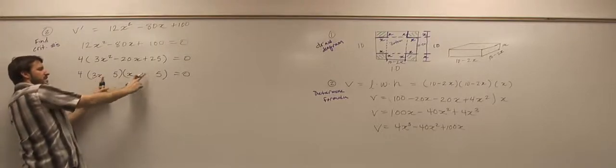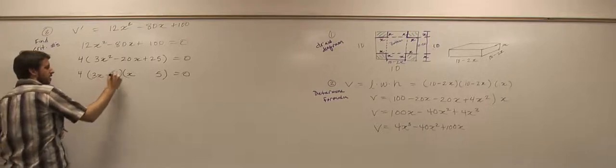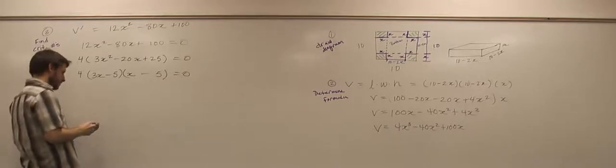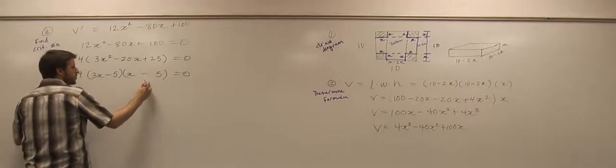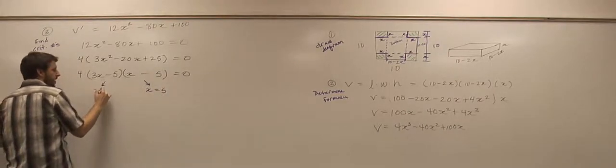This is 15x's, this is 5x's. Does that add up to negative 20x's? You make them both negative. So it's factors. Which means I get two critical numbers, x equals 5 and x equals 5/3.